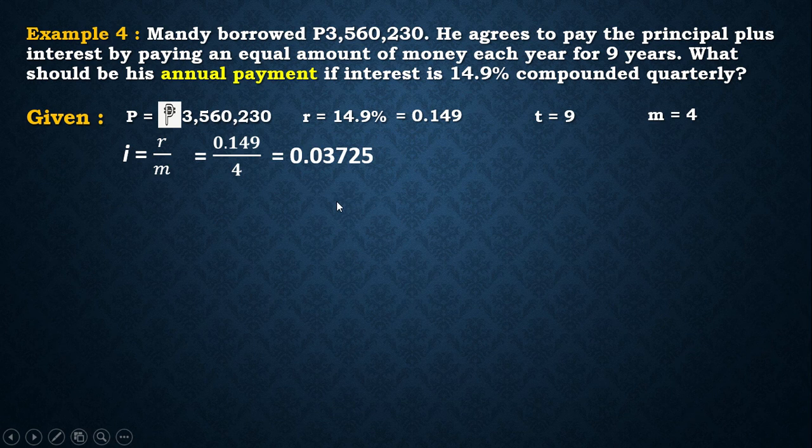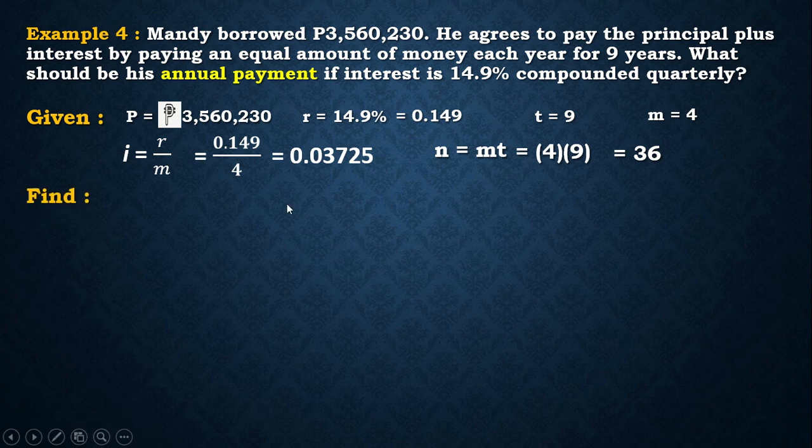Next, we have to find n, which will be our exponent later. n is equal to the period of conversion times the term or time. So we have to multiply this part. We have 4 times 9. When we multiply, that is equal to 36.